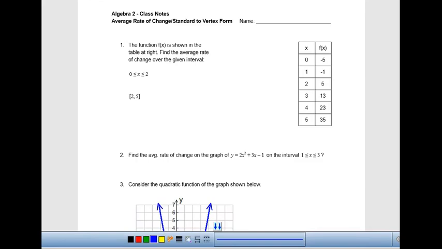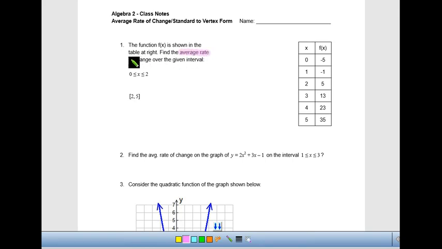Today we'll be learning about average rate of change and how to take a standard quadratic form equation and change it into vertex form. In this first example, it says the function is shown in the table at the right. Find the average rate of change over the given interval. So what is the average rate of change?